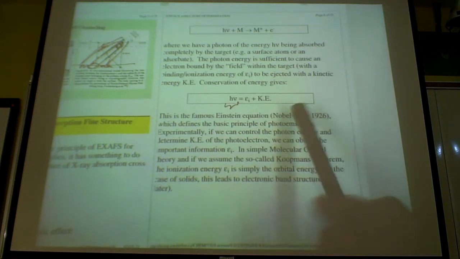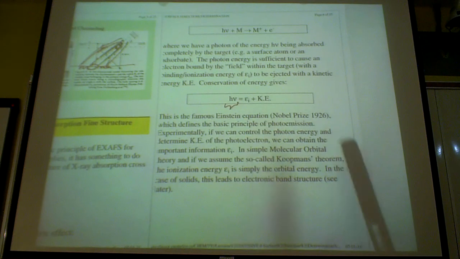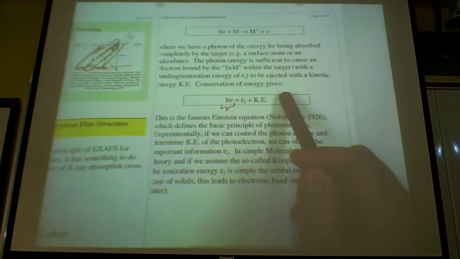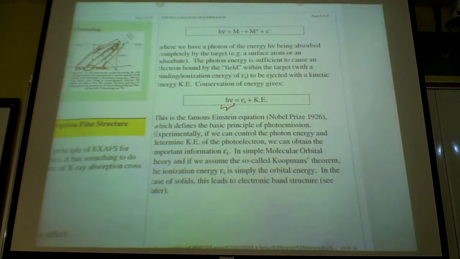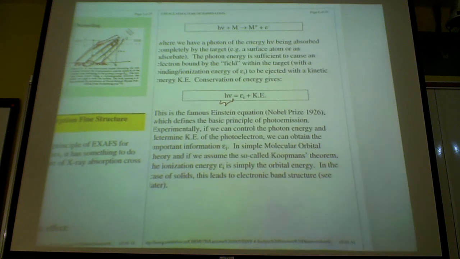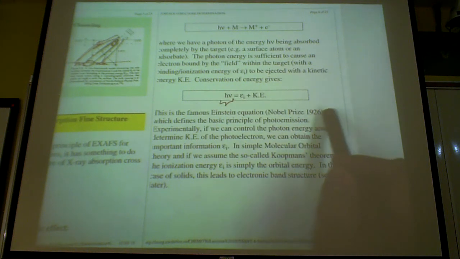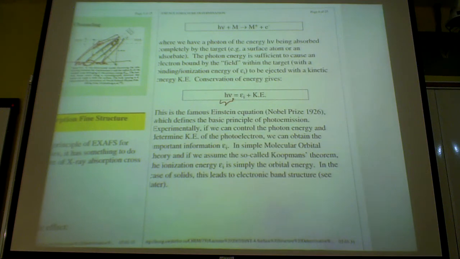And this is the famous Einstein equation. This is the equation that got Einstein the Nobel Prize on relativity. That's not true. He never actually got a Nobel Prize on special relativity or relativity, although now he probably should get one because all your GPS system depends on special relativity.